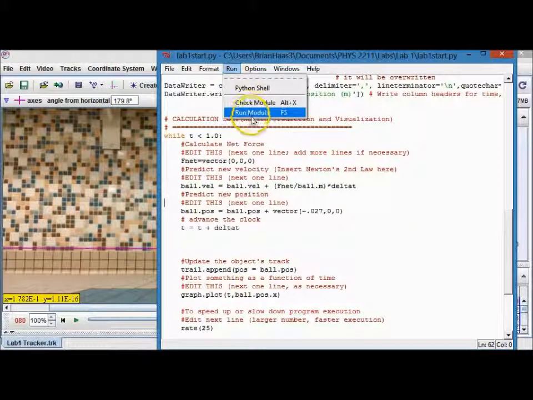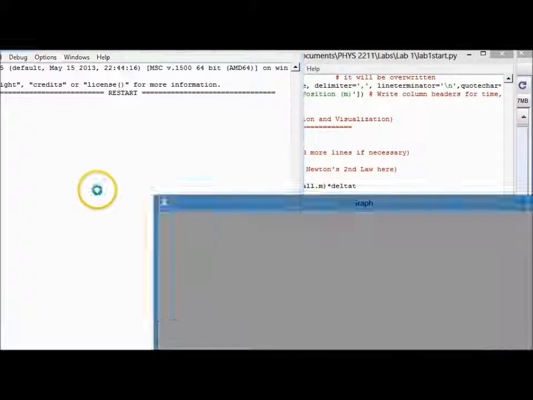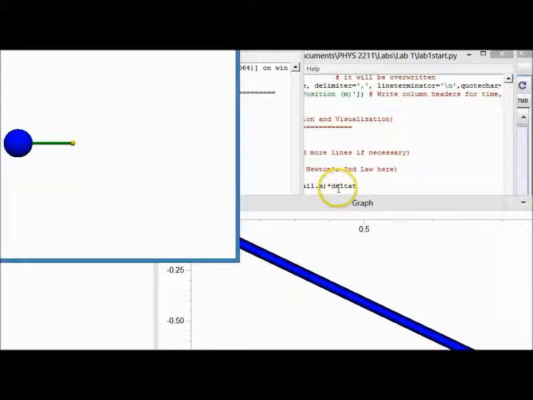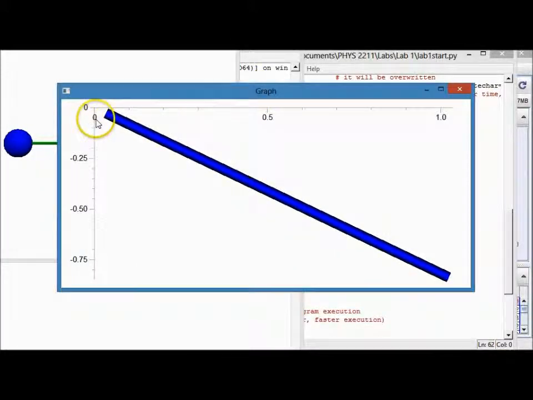If I run my code, you can see that the ball moves in a constant velocity in the negative x direction. If I look at the graph, you can see that the position is plotted through 1 second.